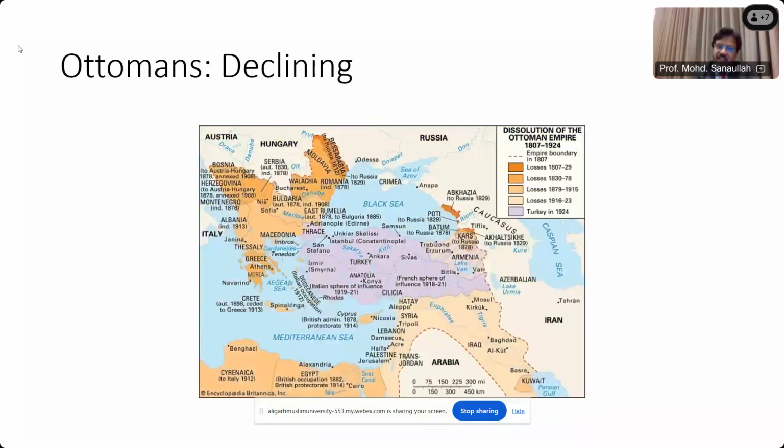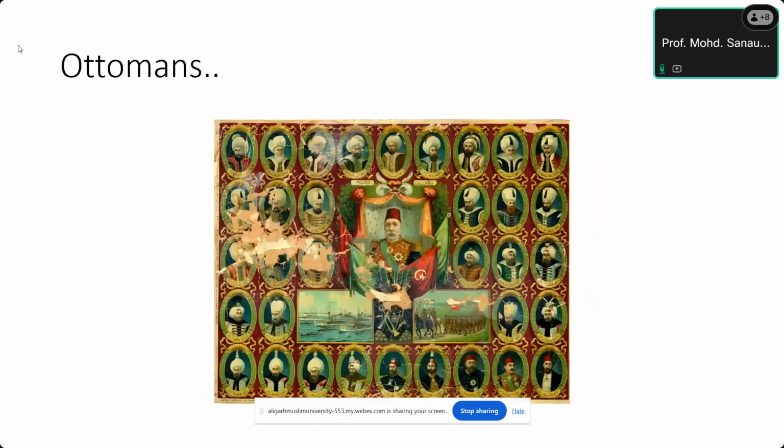Well, in terms of the declining, this is the map, the dissolution of the Ottoman Empire. The dissolution started with the emergence of the modern world, and the emergence of the modern world is to be seen in the backdrop of the First World War. So this actually shows us different aspects of the dissolution or the declining which is associated with the Ottomans. There were so many emperors of the Ottoman period. So these are some of the pictures of these.